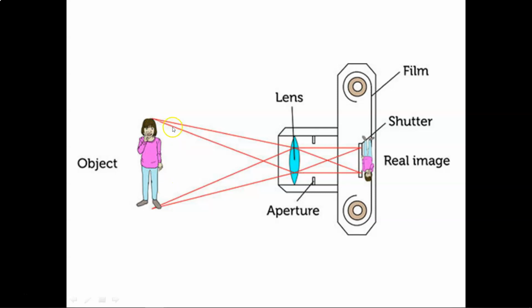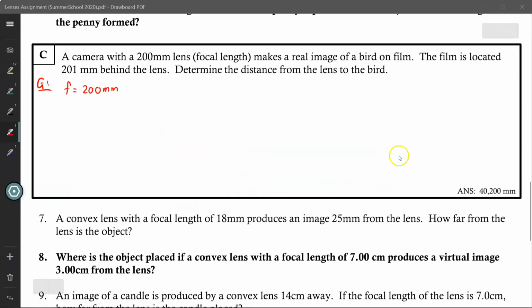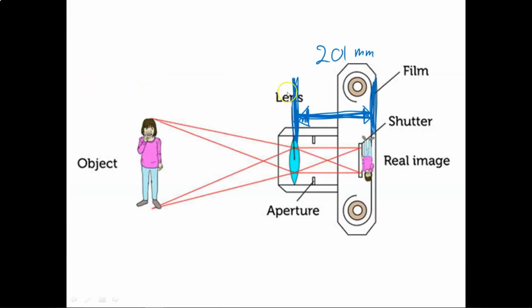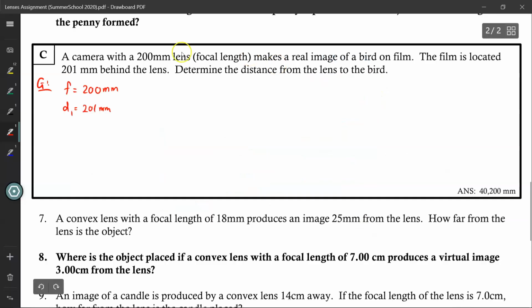Light rays from the object enter the camera lens, where they are refracted and converge on either the image sensor or the film, depending on whether you have a traditional camera or a digital camera. Because the light rays actually converge here, they actually exist here, we say this is a real image. So that's what it means when it says this camera makes a real image of a bird on film. The question goes on to say that the film is located 201 millimeters behind the lens. So the distance from the lens to the image is 201 millimeters. Therefore, di is 201 millimeters. You'll notice it's a positive value because this image is real.